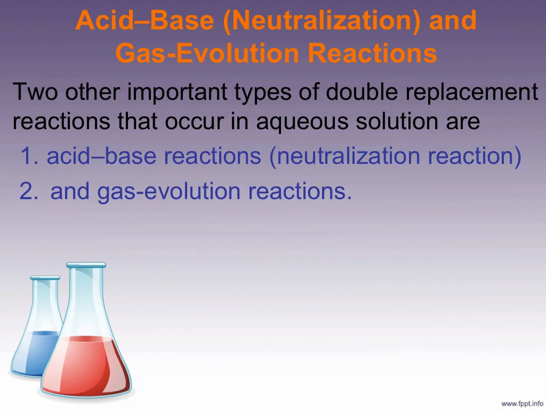Precipitation reactions are by far the most involved of the three double replacement reactions because you have to take into account solubility rules. But acid-base and gas evolution reactions are two other types. They're not as common, they're not quite as complex. So acid-base reactions, also called neutralization reactions, we'll talk about those first.